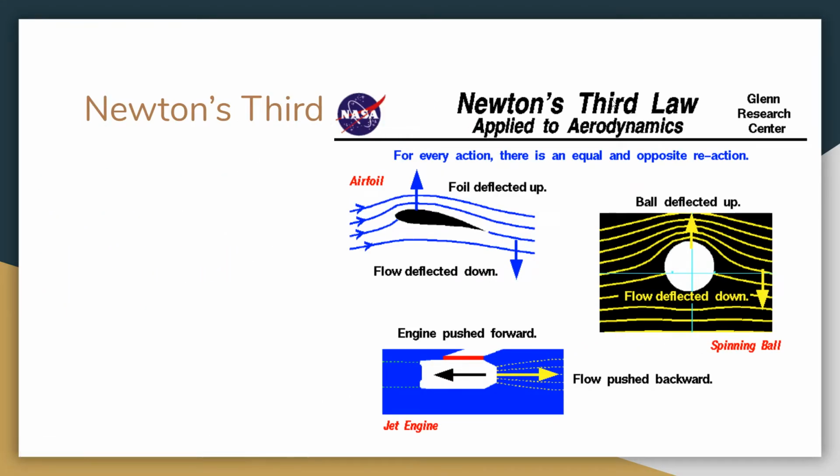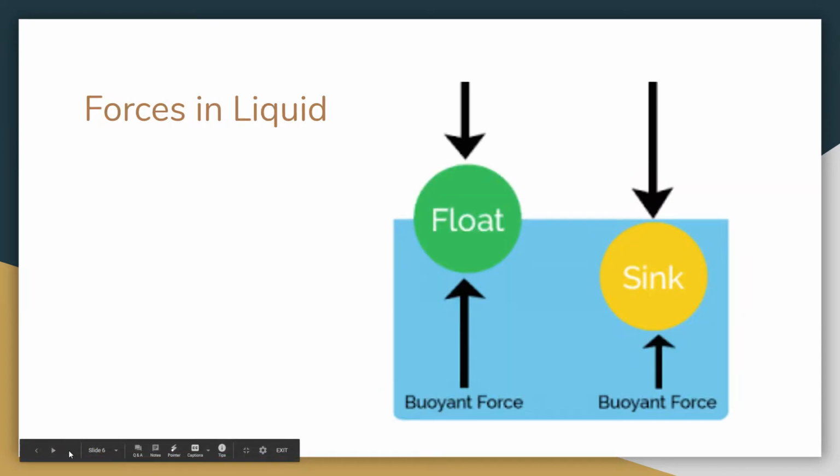Newton's third law states that for every action there's an equal and opposite reaction, always. So for example, right here with a jet engine, we have the engine putting a force in this direction, but we also have flow pushed backwards as well. And it's always going to be an equal and opposite reaction. These are showing some other examples of that.